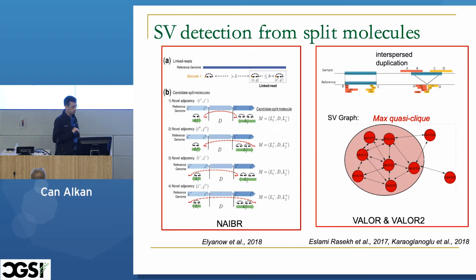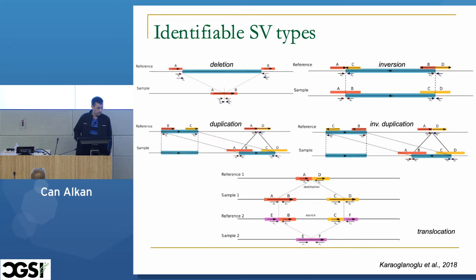Obviously, these are not going to be full cliques, but quasi-cliques, and we are going to find an approximate solution for it. And then we add the paired end information to refine and also filter the wrong calls. We also add read depth information to separate between inversions and inverted duplications, for example. And these are some of the identified SV types.